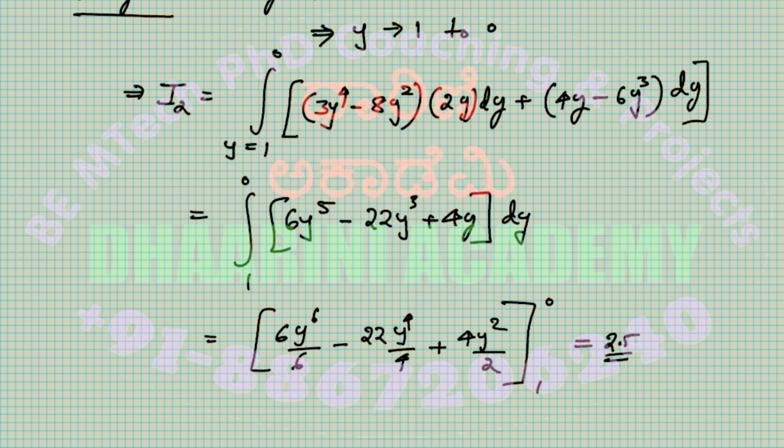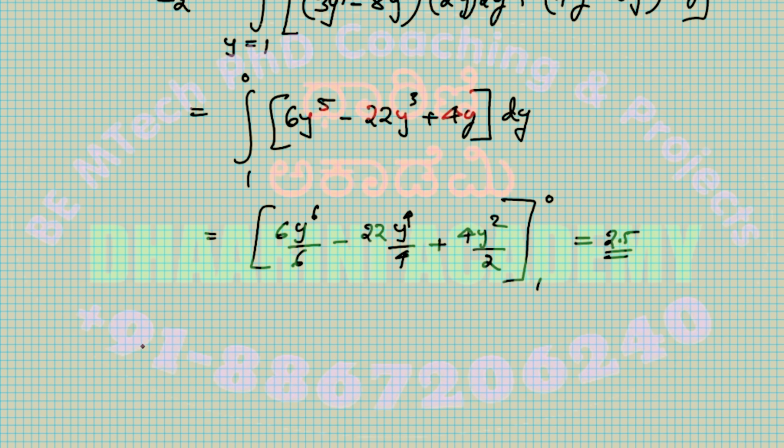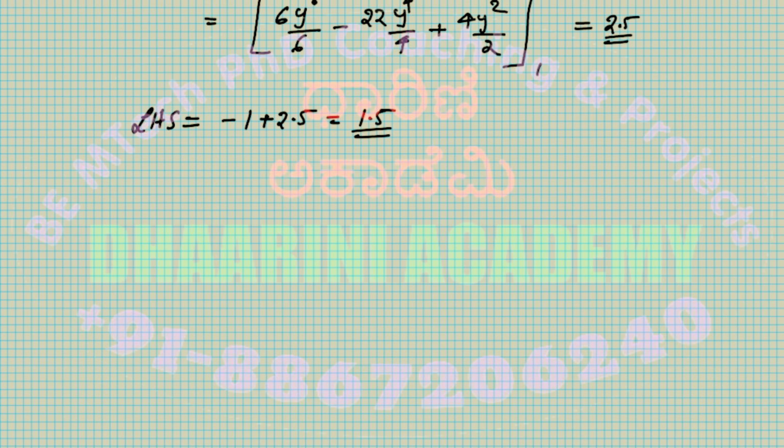So total LHS value we can calculate, right? So the left hand side of the equation is minus 1 plus 2.5, correct? I1 is minus 2.5 and this is so 1.5. Okay, right. So let's move to the RHS now, right? Always like this. You see, all the three theorems we are going to study here are very lengthy. Okay.